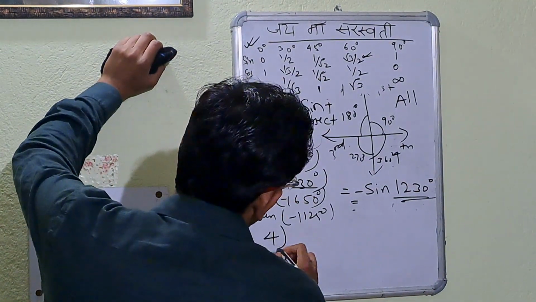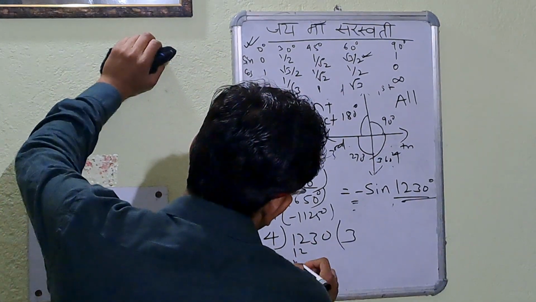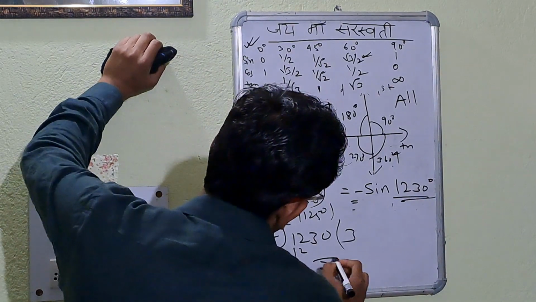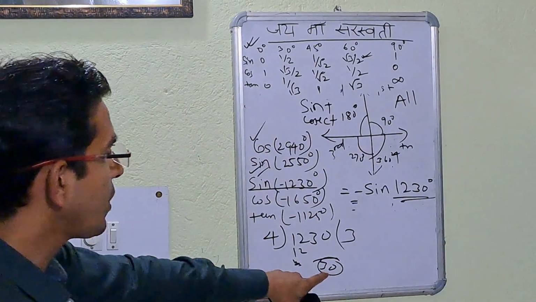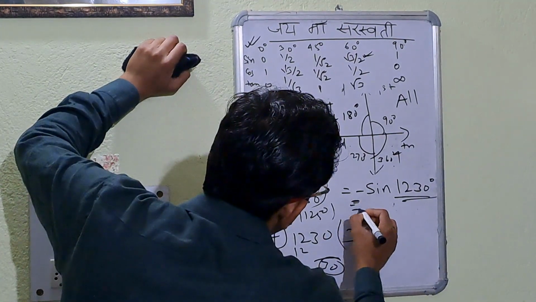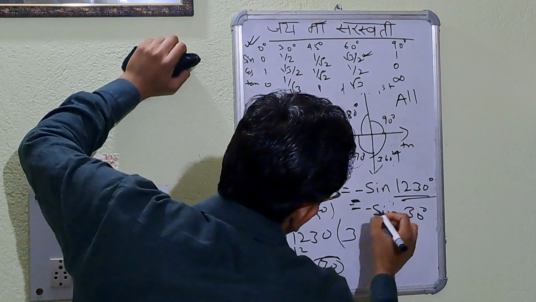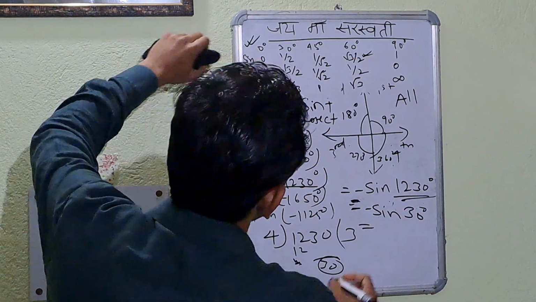So when we will be dividing this 1230 degree by 4, 4 twelves are 48, now it is 30. Okay. So we had got the remainder as 30. So we will be writing this particular equation: minus of sine 30 degree. And minus of sine 30 degree is minus of half.